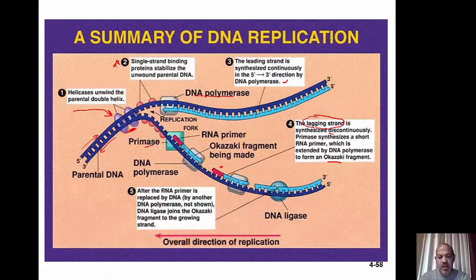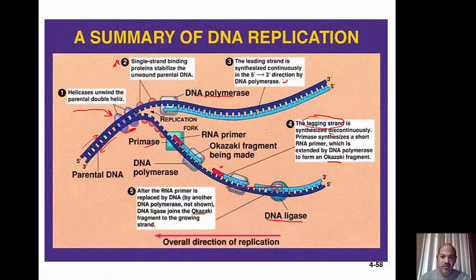So these Okazaki fragments are made. Then we have to knock off the primer, and in step 5 here, another enzyme that you're going to be responsible for, DNA ligase, is going to connect the segments together on there. So the DNA ligase is responsible for joining those Okazaki fragments. At the bottom of this diagram, this is the overall direction of replication.